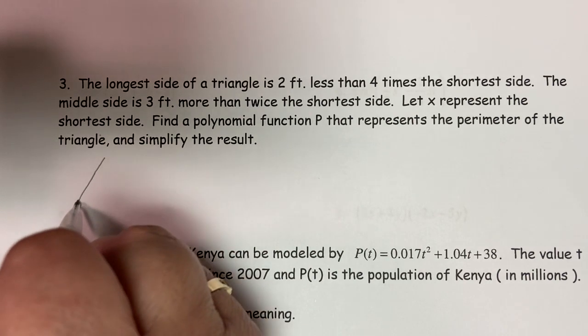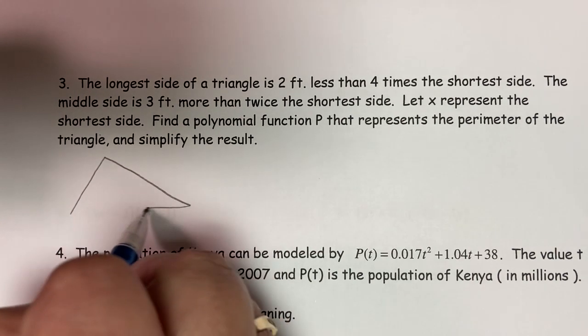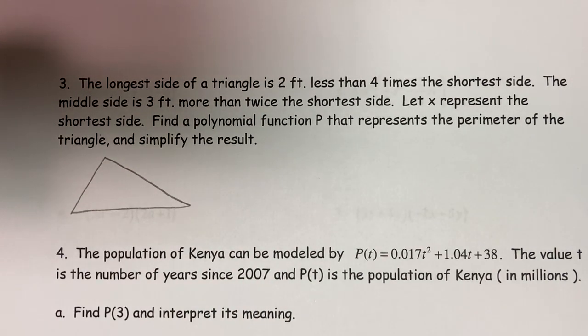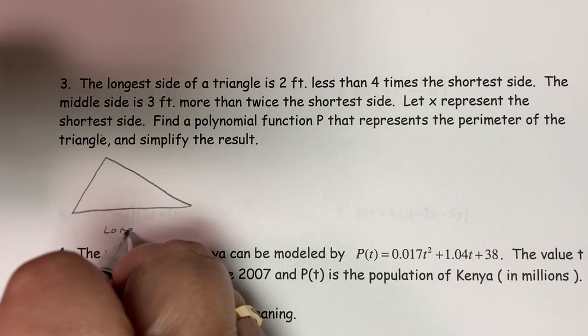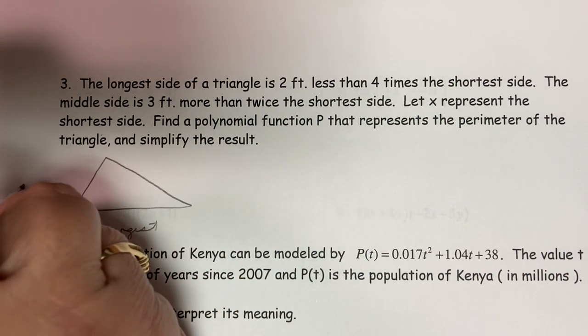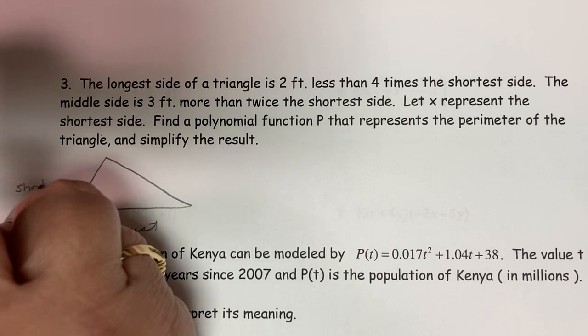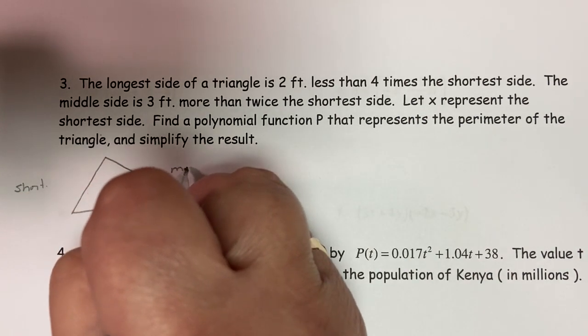So if we draw a triangle here, we have 3 sides, and they call them the longest, the shortest, and the middle. So let's do down here, longest. This one is going to be the shortest. And this one out here is going to be the middle.